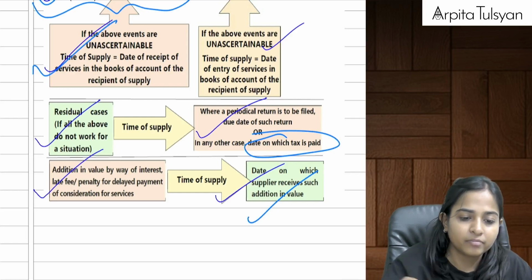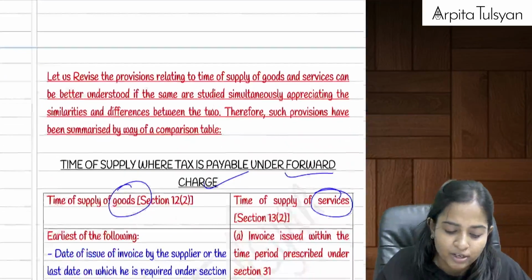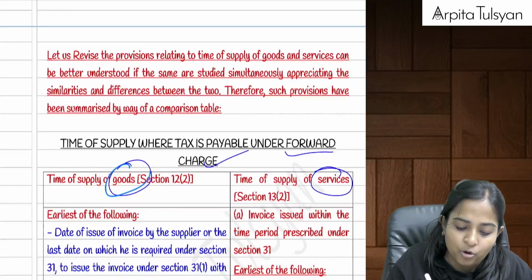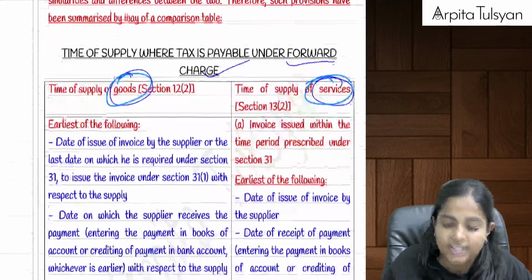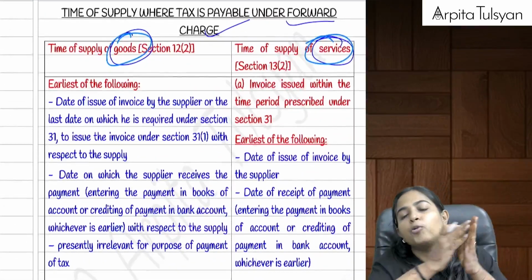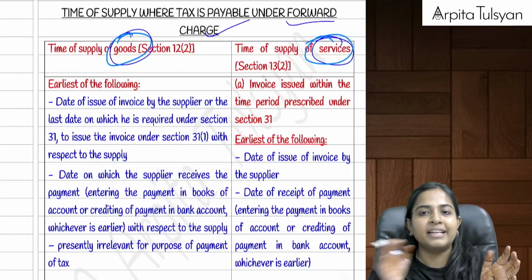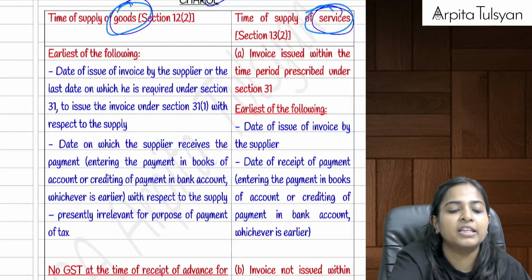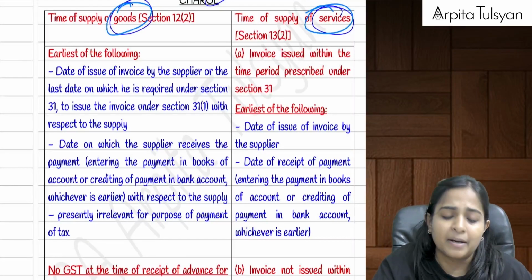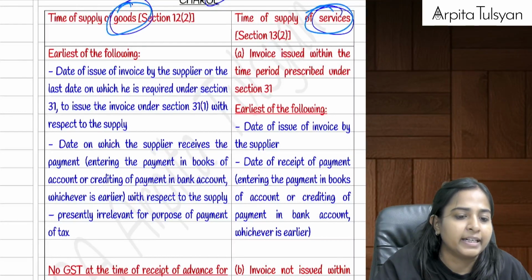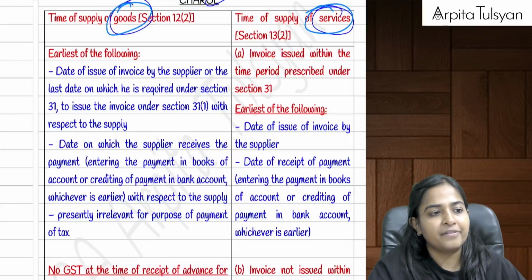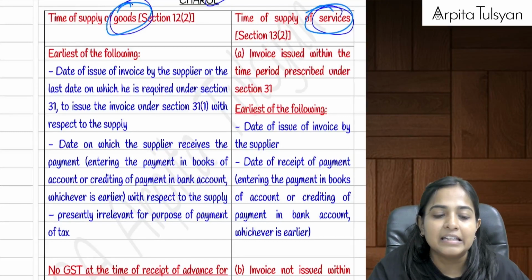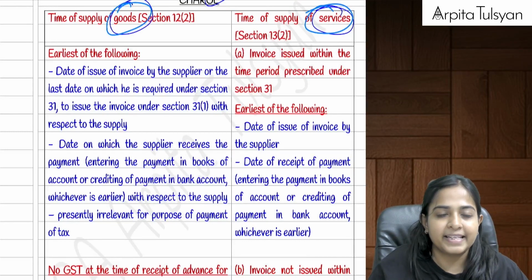And then in your main book itself, I have compared goods and services provisions. For example, 12.2 has been compared with 13.2, 12.3 with 13.3, etc. So this is again just a revision, not a new thing, just a revision of the previous one. I hope I am very clear till here, everyone.